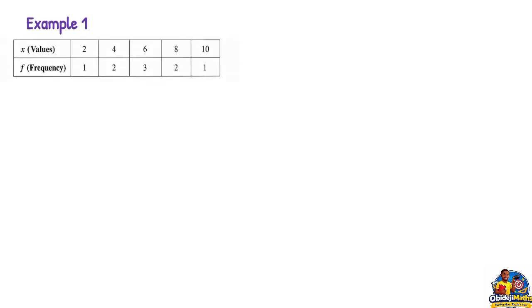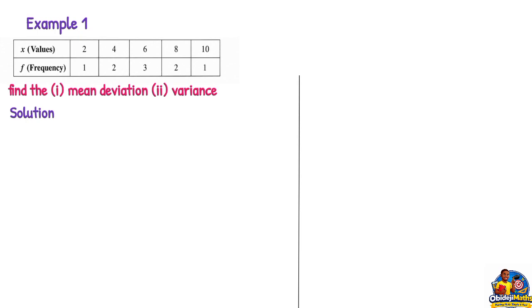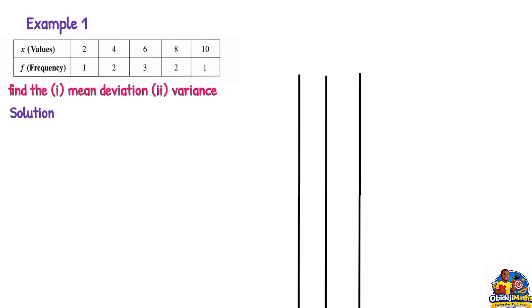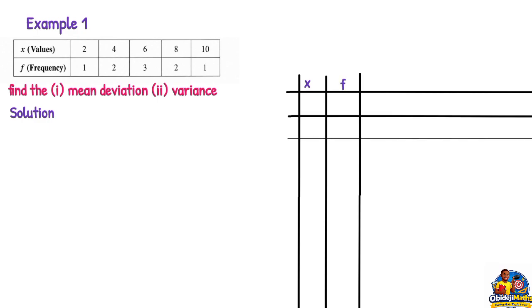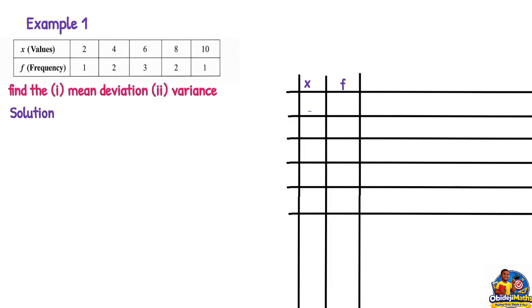Now let's look at an example. Let's consider this question. These are tabulated data, and we are told to find the mean deviation and also the variance of the given data. Let's start with mean deviation. Let us draw the table. In the first column we have x, the values of x. In the second column we have the values of f, which is the frequency.